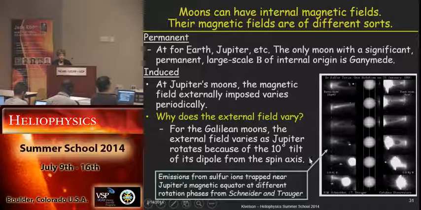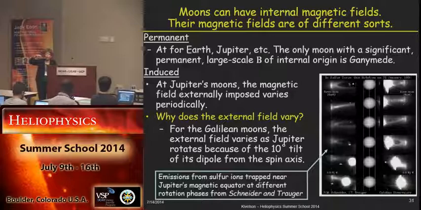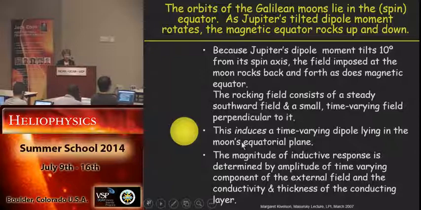What you can see is the orientation goes up and down. So this is one side of Jupiter, this is the other. You see it's tilted up here, tilted down here. Those are different phases of the magnetic rotation. So at the position of the Galilean moons, you're going from above the magnetic equator, where the radial component of the field is outward from Jupiter, to below the magnetic equator, where the radial component of the field is inward. This is what happens when Jupiter's dipole moment rotates around. First it points one way, then the other, then back, then down.